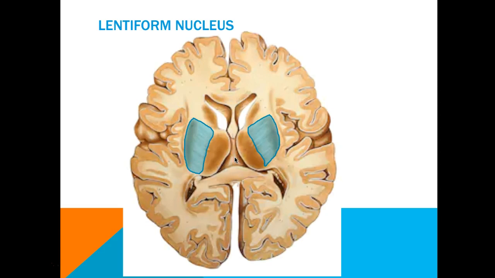This will be found lateral to your thalamus and is made up of structures called your putamen and globus pallidus, which we will discuss more in chapter 13.